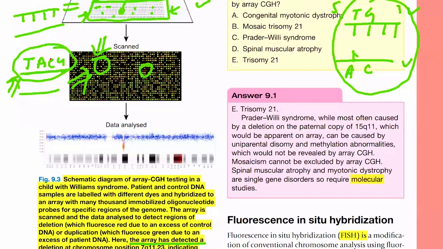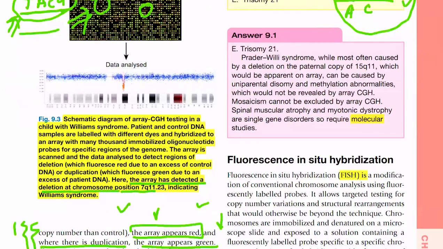You got this point? The array is scanned with a high resolution camera and we can see where is the red one and where is the green one. So, okay, now your exam question, what we can see with the array and what we cannot see with the array. We can detect the deletion, we can detect the duplication on your array analysis. Array CGH is typically able to detect deletions and duplications larger than approximately 50,000 base pairs. It has a resolution more than 100 times higher than karyotyping.